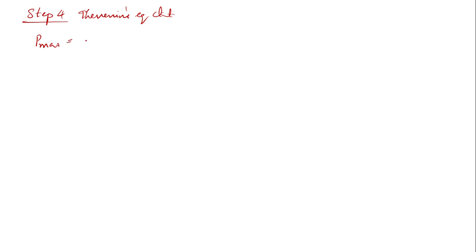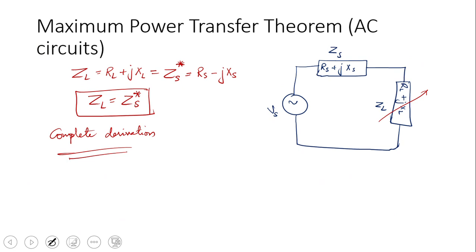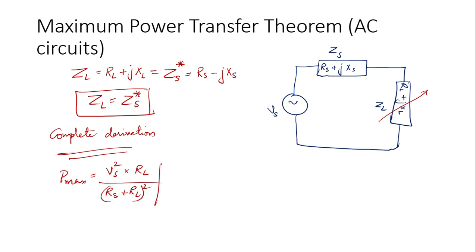So how can you get the value of Pmax? Pmax is simply VTH square divided by RL plus RS, I forgot to mention that over here. I forgot to mention that at the beginning. So if you want to find out the value of maximum power transfer in the case of AC circuits, the maximum power transfer Pmax is given by VTH square into RL divided by RS plus RL the whole square.